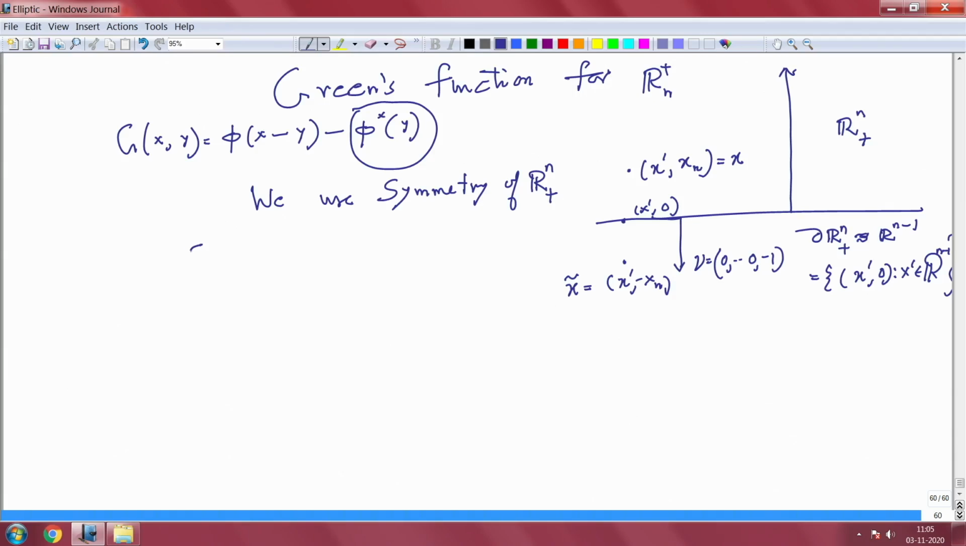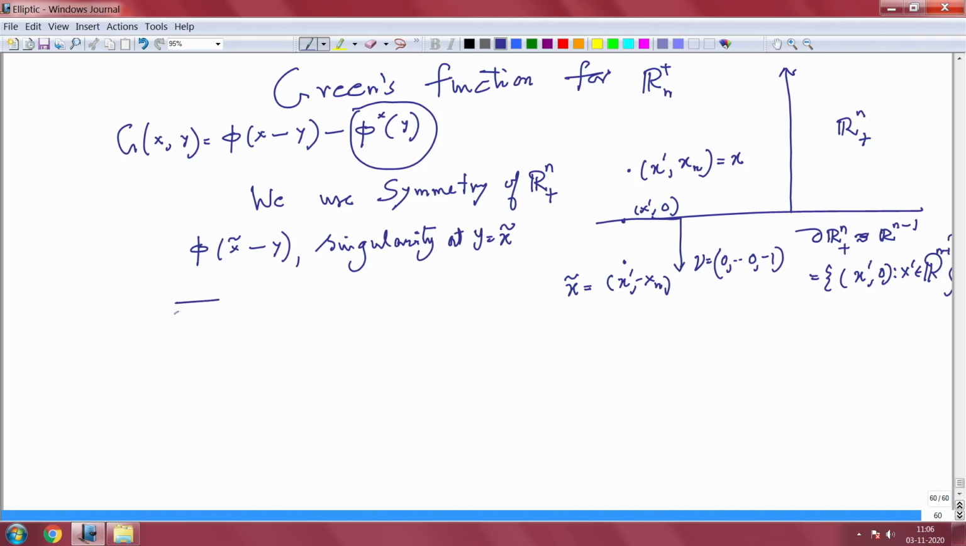So, look at this function phi of x tilde minus y. You have to use that one; y minus x tilde is also fine. If I use x tilde minus y, it satisfies the singularity at y equal to x tilde, since we are treating it as a function of y.